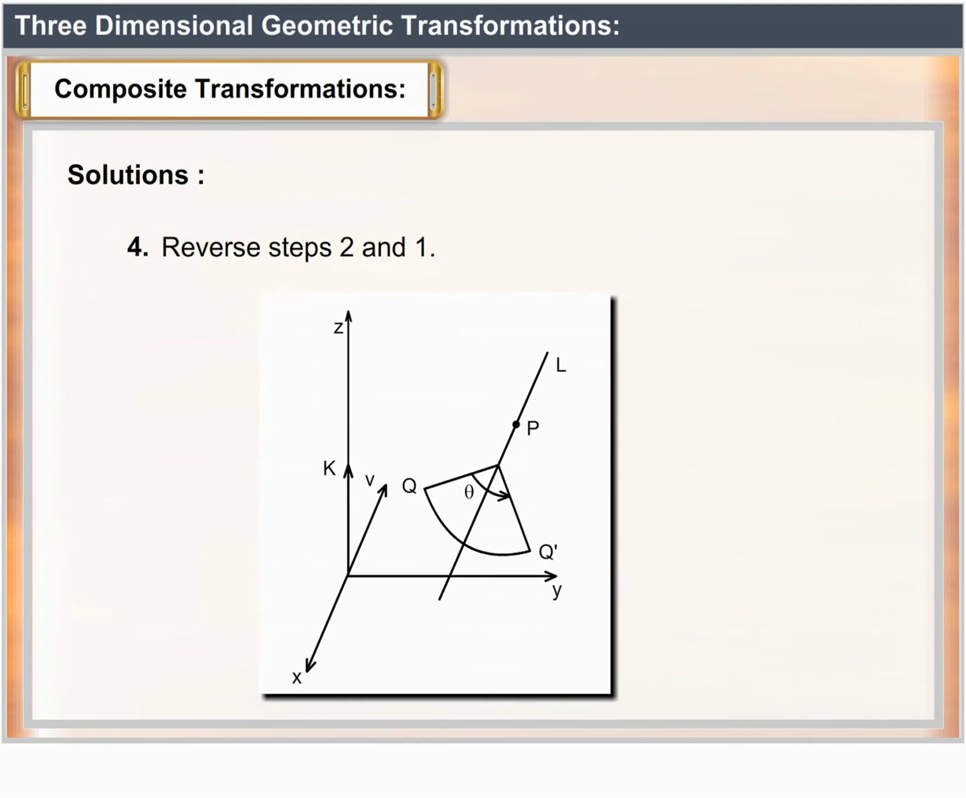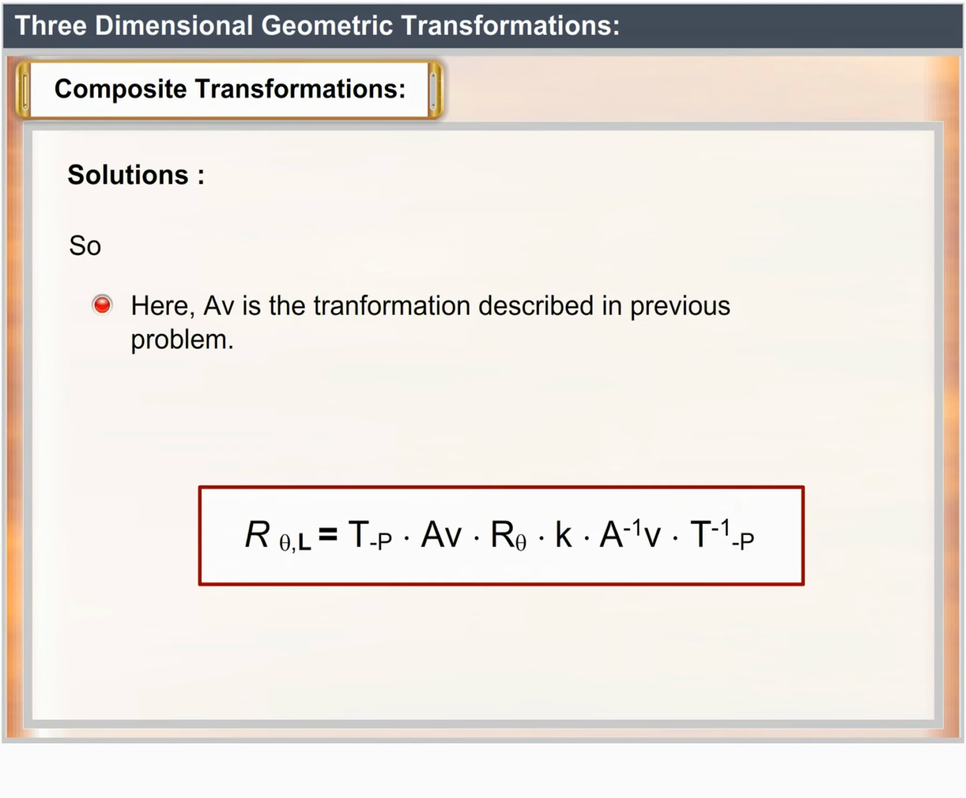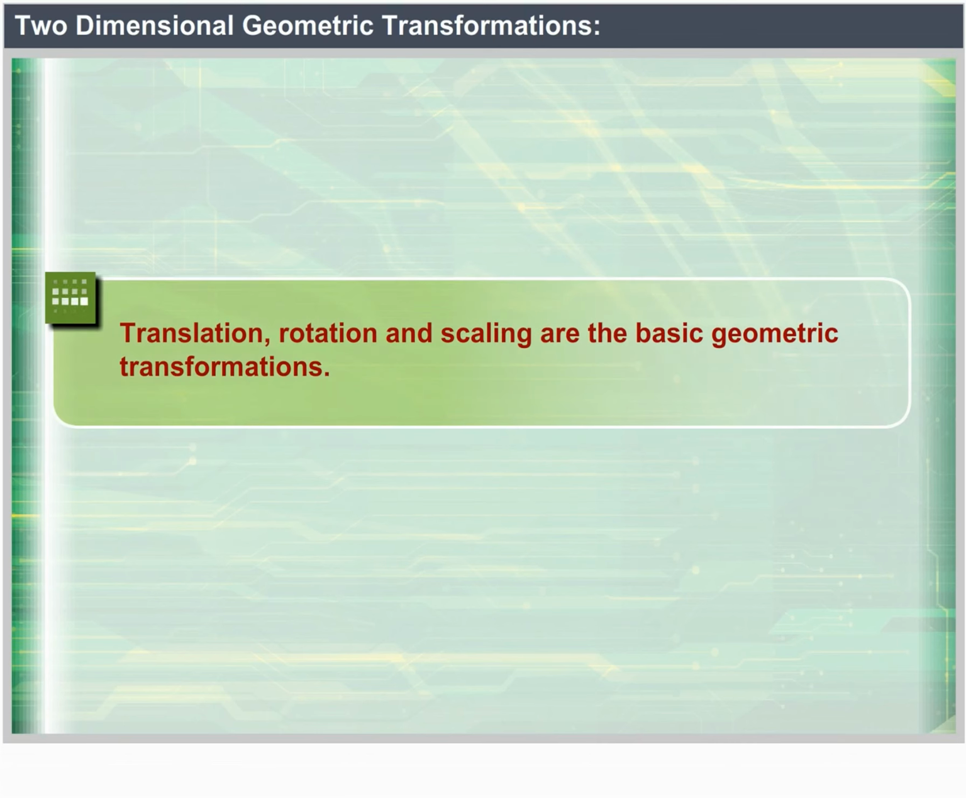Two-dimensional geometric transformations. The basic geometric transformations are translation, rotation, and scaling. Other transformations that are often applied to objects include reflection and shear. Basic transformations.